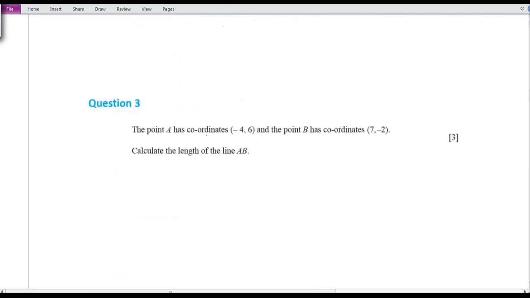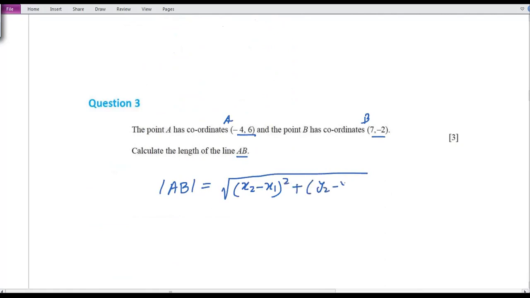Question number 3: the point A has coordinates -4, 6. B has coordinates this. This is A and this one is B. Calculate the length of line AB. Now for the length of line AB, what is the formula? We use the distance formula. According to the distance formula, it will be x2 minus x1 squared plus y2 minus y1 squared. Now, as A is first, say this is x1, y1, and this is x2, y2.